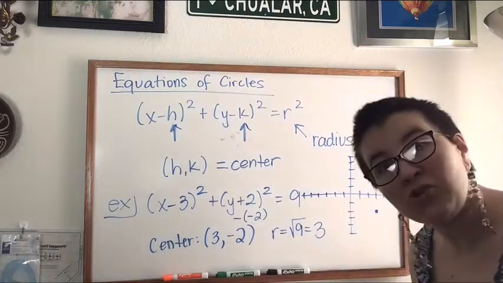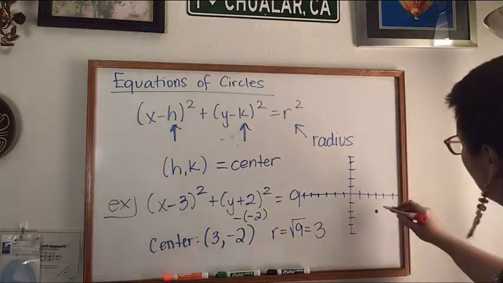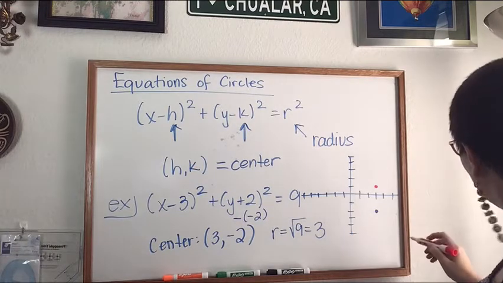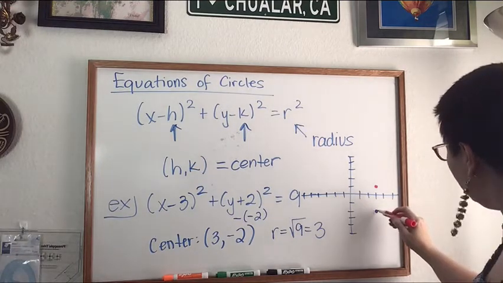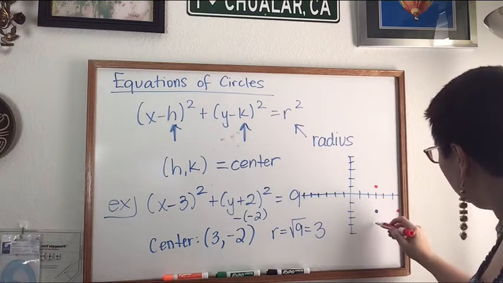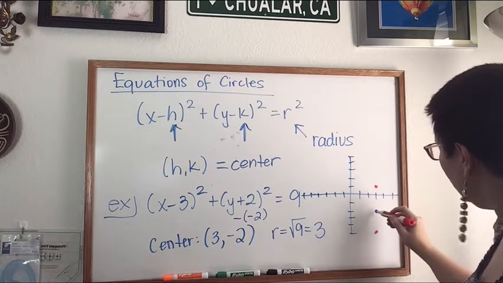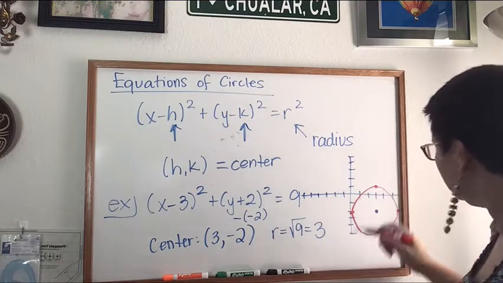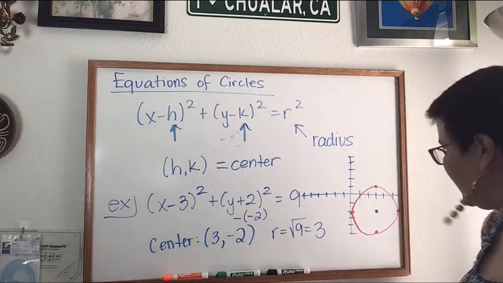Now, I'm bad at drawing circles, so you'll have to forgive me. I'll go 1, 2, 3 for the radius of 3 up. Then 1, 2, 3 for the radius of 3 over. Then 1, 2, 3 for the radius of 3 down. And then 1, 2, 3 for the radius of 3 over. Now, of course, because I didn't draw this on a perfect coordinate plane, it's not perfect.